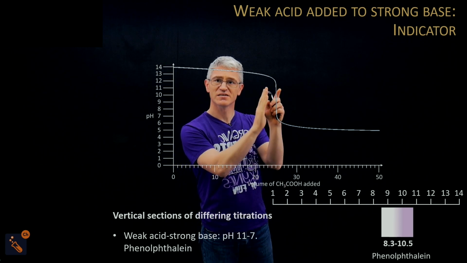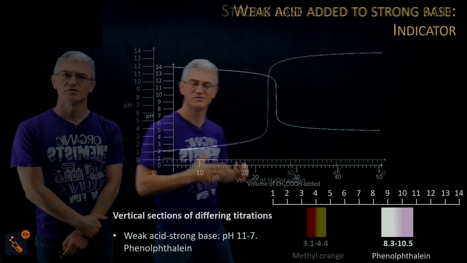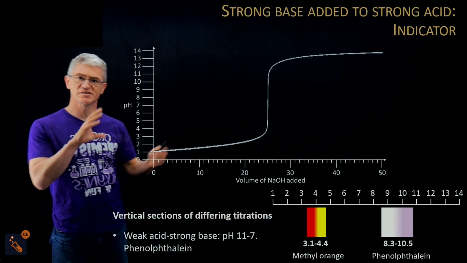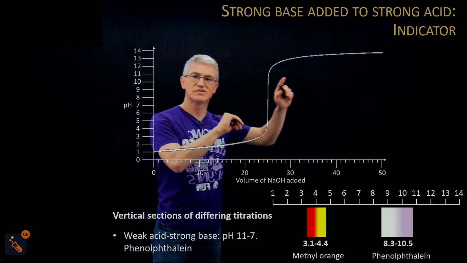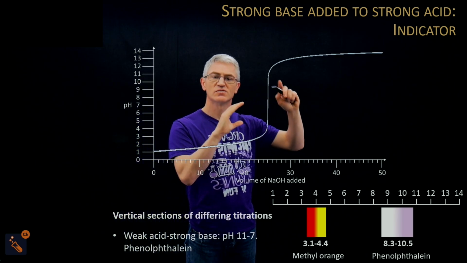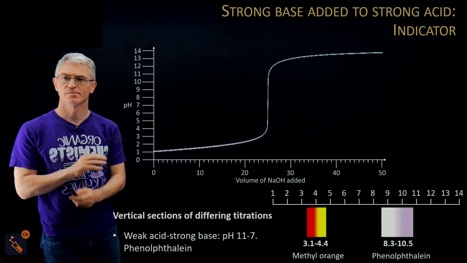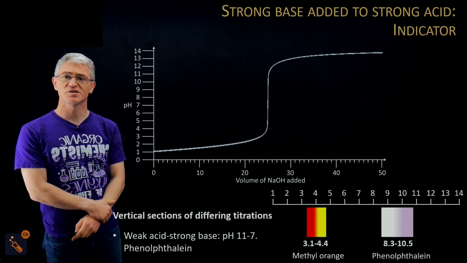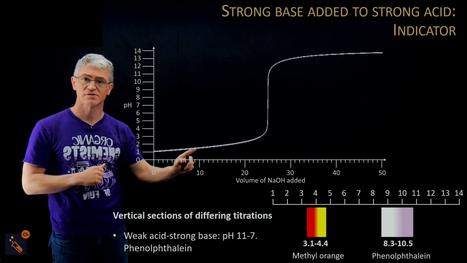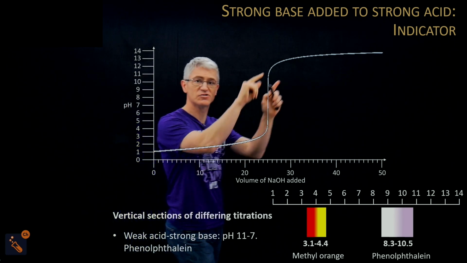Okay, and then 8.3 to 10.5, well that is right on the vertical section. So we're going to finish these with just a strong base added to the strong acid. You can see strong base starts off at 1 acid, and then so we're going to start off with the strong acid, okay, and then to the strong acid, because this is at 1, okay, you're going to add the strong base.